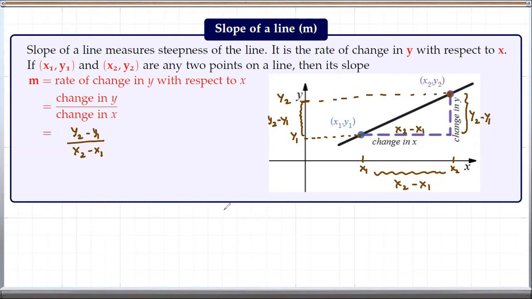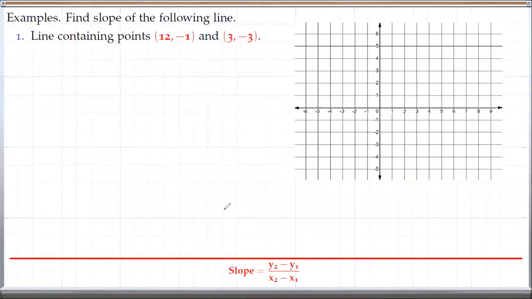All right, so let's look at some examples next. So here we are given 2 points, (12, -1) and (3, -3). So we want to find the slope of the line going through those 2 points. Let's quickly plot those points and see how they look. (12, -1) would be a little outside the graph. So let's say it would be somewhere over here. And (3, -3) is going to be somewhere here. So we are looking at the graph of the line going through these 2 points.